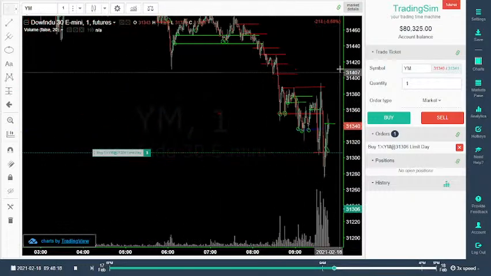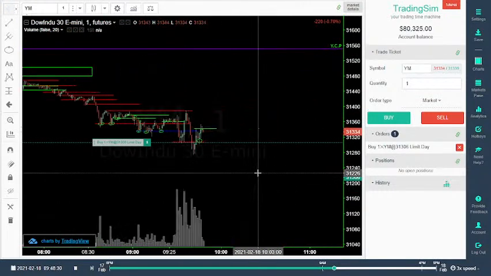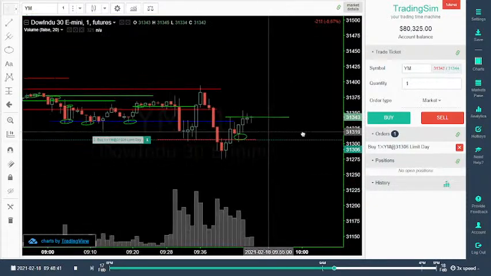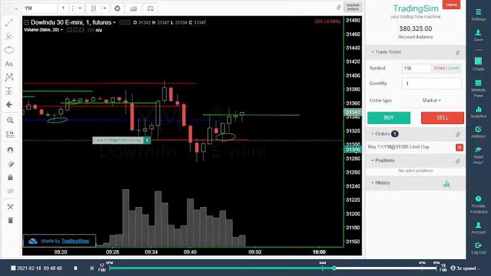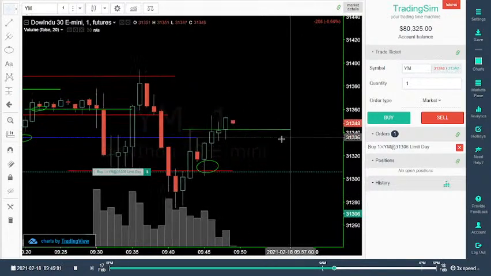Also make sure we take into account the bigger picture. The trend is definitely strong to the downside, but we do have a higher low right here, so we want to trade what's in front of us, and when the downtrend continues, we can get back on that.